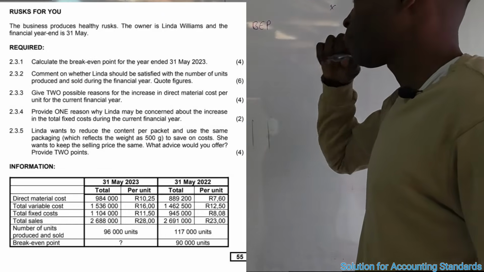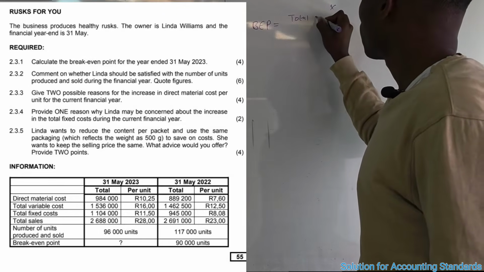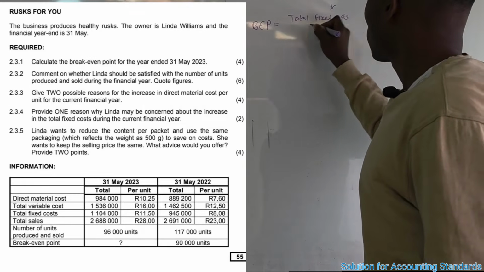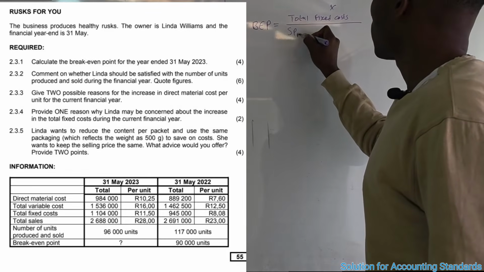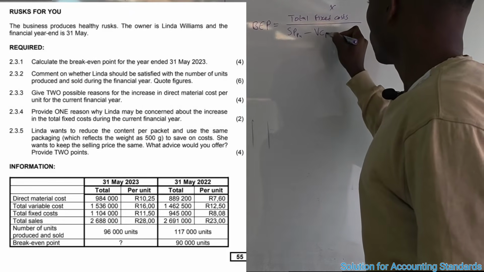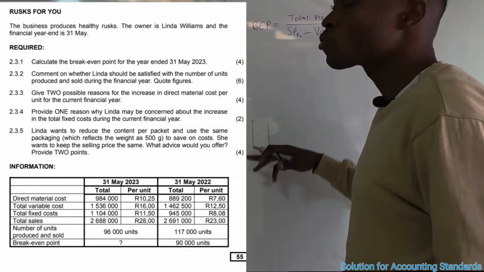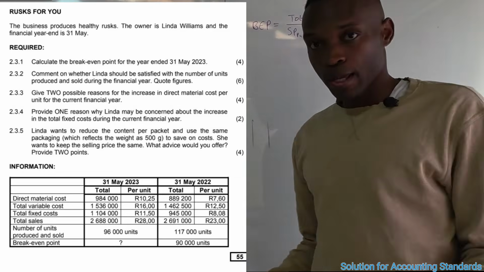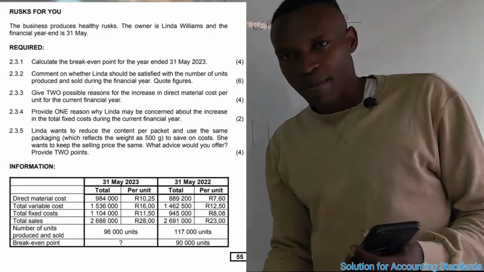Break-even point, BEP, it is equal to total fixed cost divided by selling price per unit minus variable cost per unit. Per unit is per one item, but total fixed cost is for everything. You will see this amount must be a big amount, right? In simple language, this one must be a smaller amount.